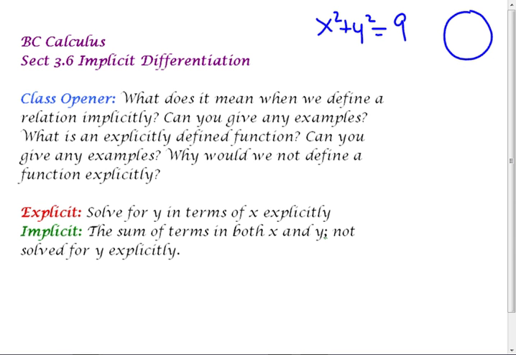Pay attention, please. Okay, Alex? You can solve for y. In fact, if you do, y is equal to plus or minus the square root of 9 minus x squared. We'll do one of those. In fact, this one probably. That's the top half, and then the negative is the bottom half. This is explicitly solved for y.